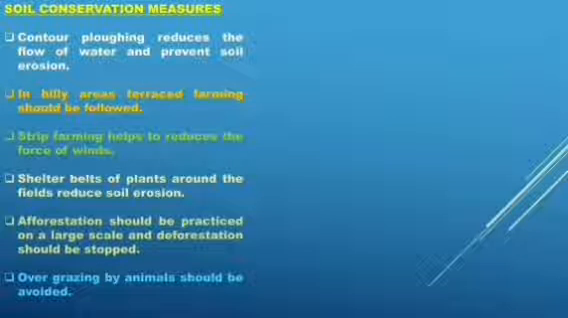Shelter belts are also there. We can grow trees in a row, which again reduces the force of the winds, particularly in desert areas. Afforestation should be practiced on a large scale and deforestation should be stopped. We have to encourage people to plant more and more trees, due to which soil erosion will be stopped. Overgrazing by animals should be avoided, meaning we cannot allow a large cattle population for grazing.